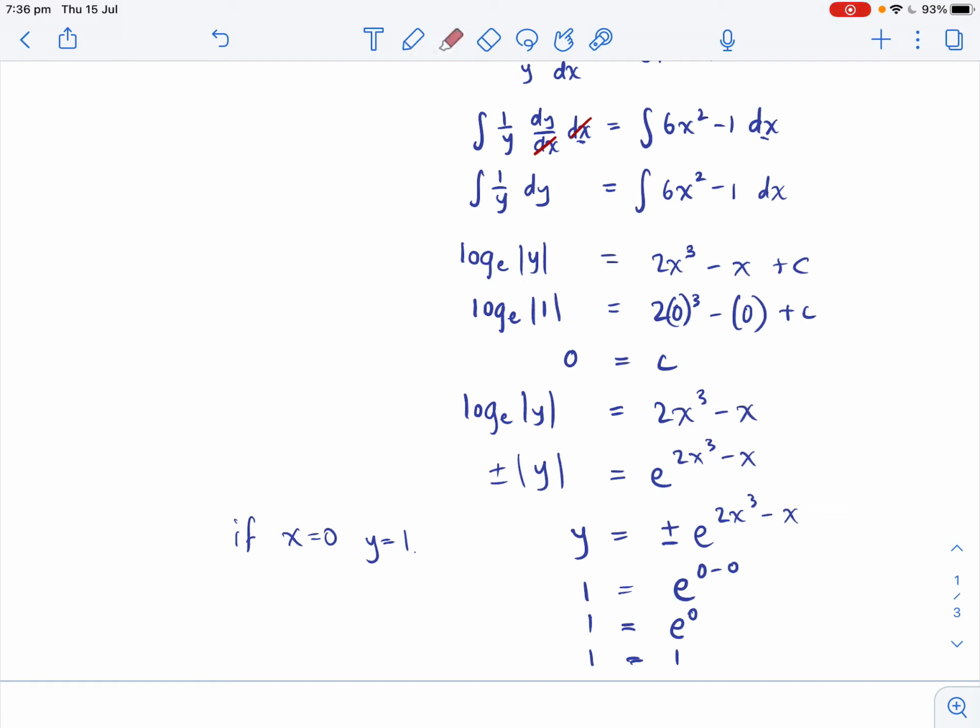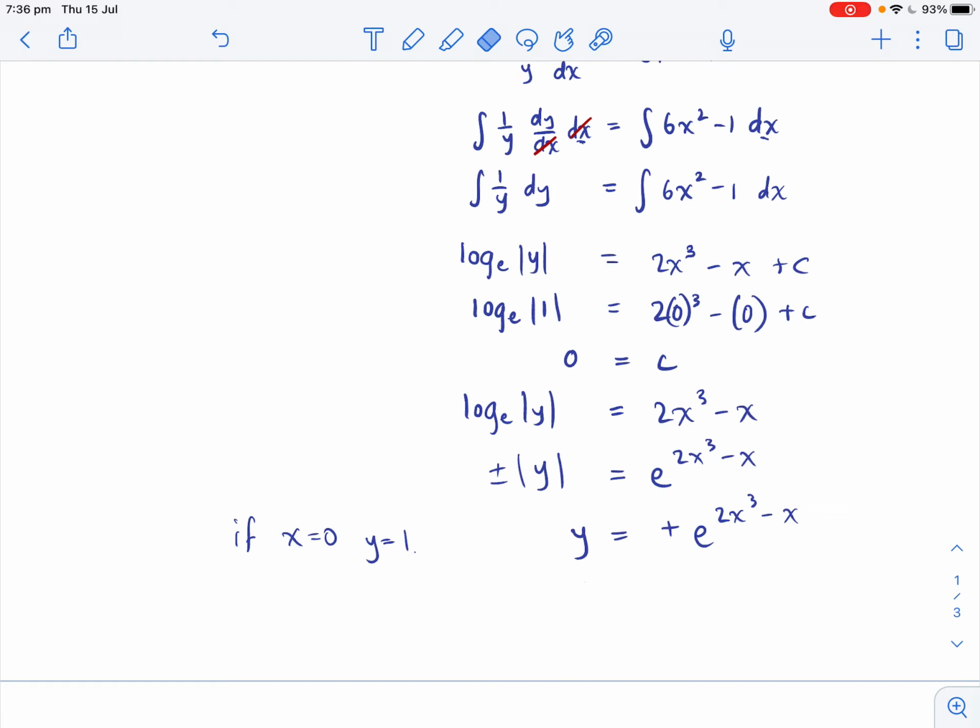Now, initially, we said it could be plus or minus 1, but it can't be plus or minus 1 because I have to get an answer of positive 1, not minus 1. So for that reason, we can just exclude this minus sign and just take the positive version. So I'm going to get rid of all of that, and I don't need any of these lines.